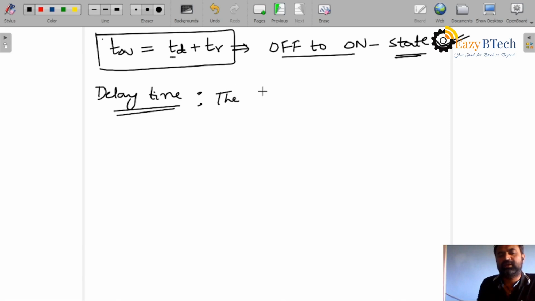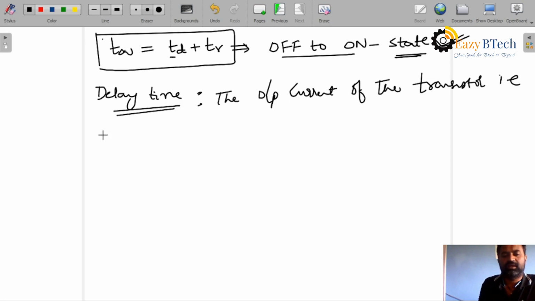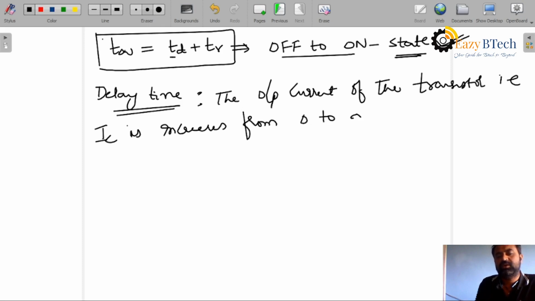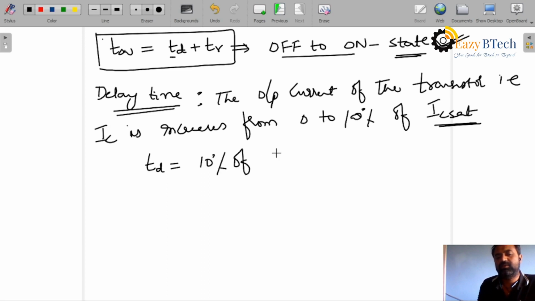Delay time: the output current of the transistor, that is IC current, increases from 0 to 10% of IC sat, the maximum saturation current. This is known as delay time. Delay time is 0 to 10% of IC sat.